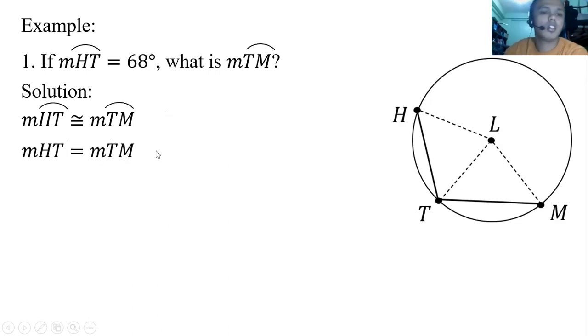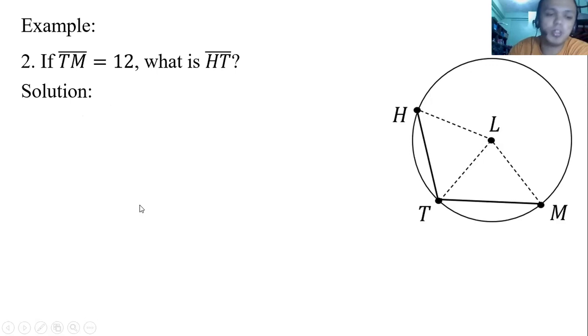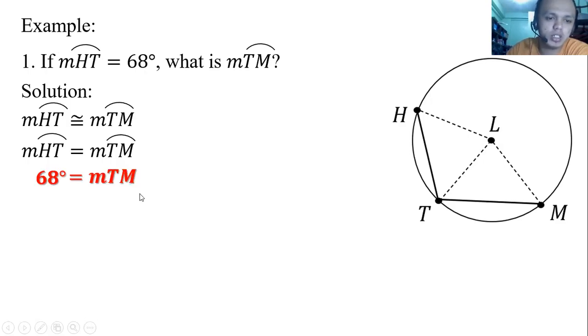Now, if measure of arc HT is congruent to measure of arc TM, then measure of arc HT is also equal to measure of arc TM. Now, if your arc HT is 68 degrees, therefore, your measure of arc TM is equal to 68 degrees. So, yan lang, ang dali. Another one.